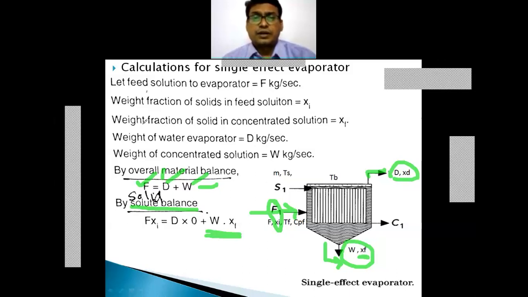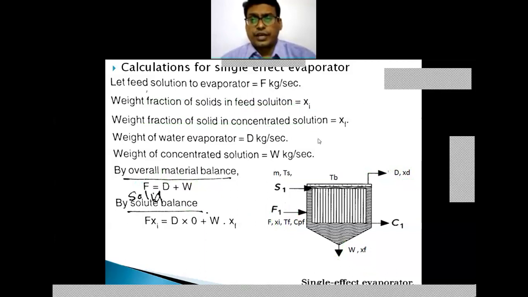XF is nothing but the weight fraction of solute in the concentrated solution, and the weight fraction of solids in the feed solution is Xi, the inlet. So this is the simple material balance we have taken. Now similarly, we can have the steam balance also. The steam balance: mass of the steam, and Ts is the steam temperature.